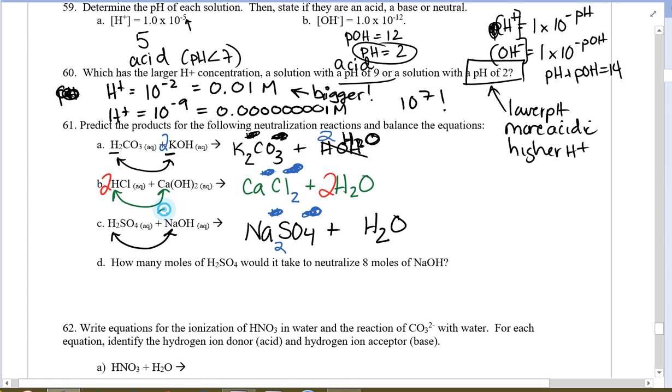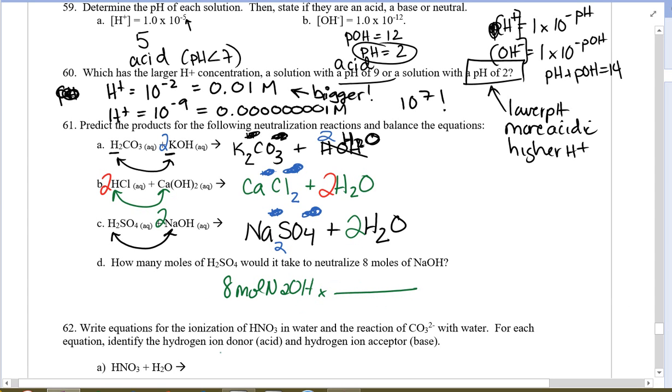And again, I need to go back and balance it. I need a 2 here, and I need a 2 over here. So those are my neutralization reactions. And then D, we can do some calculations once we have a balanced chemical equation. For example, down here, if you had 8 moles of NaOH, how many moles of H2SO4 would you need?